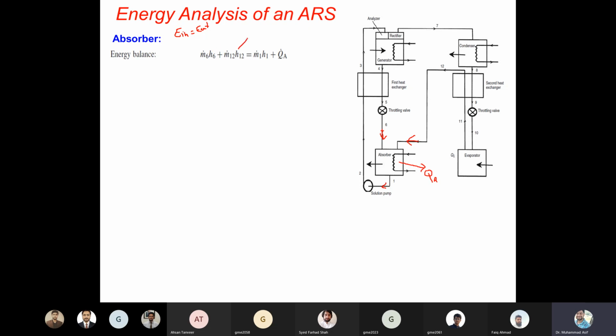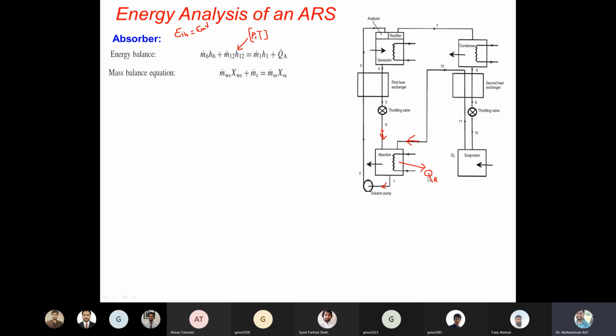You can calculate the enthalpy if you know any two properties, let's say the pressure and temperature, then you can read the properties. We have the property chart for the refrigerant and absorbent combination as well as the properties for the separate refrigerant. Similarly, we can apply the mass balance as well, because mass is not constant in the absorber. Which mass is coming in, which mass is going out.